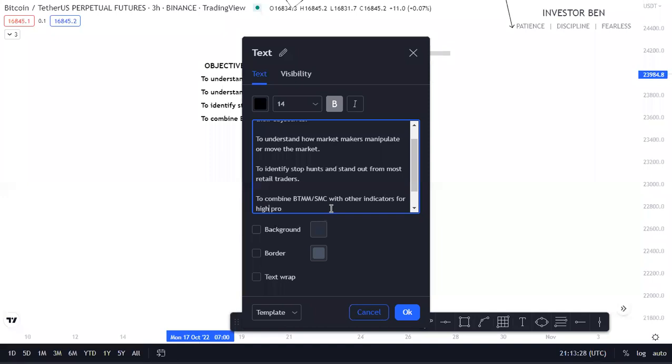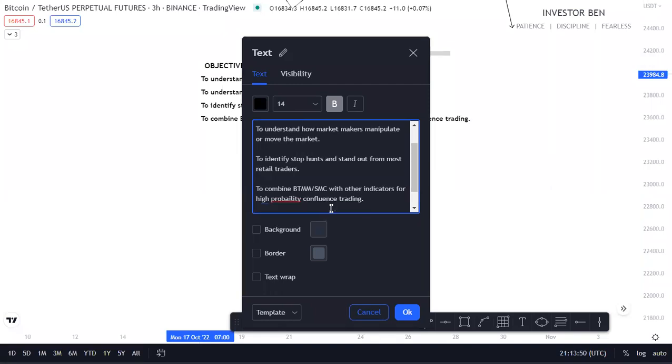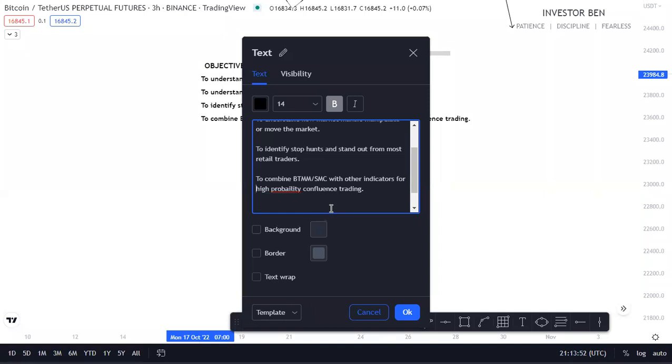Don't worry. When I'm done typing all of this, you will see everything I've listed, and then I will do a summary on the things I've typed. Then we continue on high probability confluence trading. My probability is wrongly spelled.